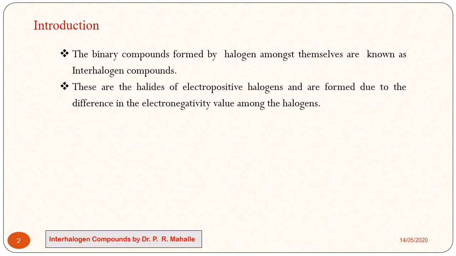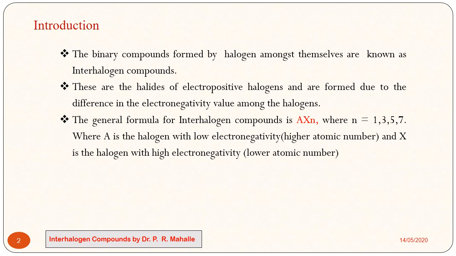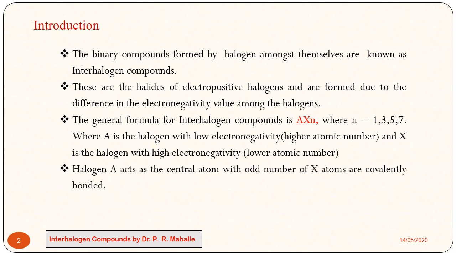These are the halides of electropositive halogens and are formed due to the difference in electronegativity among the halogens. The general formula for the interhalogen compound is AXn, where n is equal to 1, 3, 5 or 7, in which A is the halogen with low electronegativity, that is of higher atomic number, and X is the halogen with higher electronegativity, that is of lower atomic number.